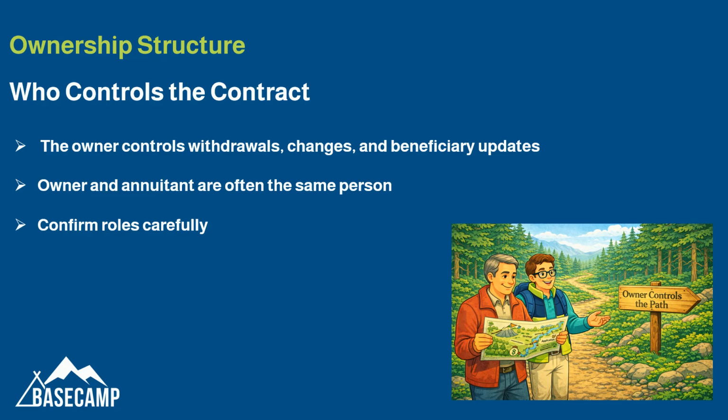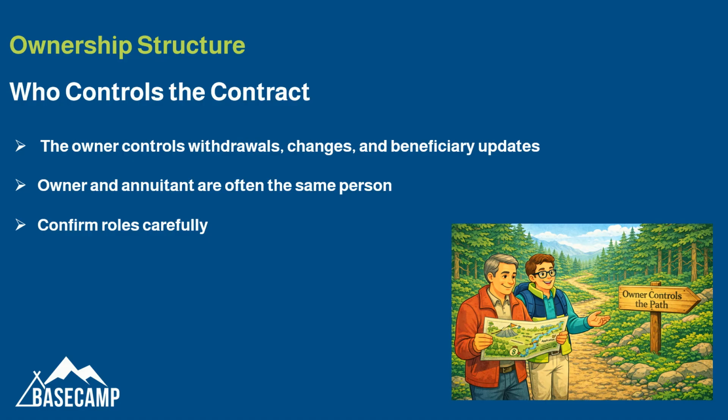As you move through the application, another section focuses on the ownership structure of the contract. This part of the application helps clarify who has control over the annuity once it is issued. As the slide highlights, the owner of the contract typically has the authority to request withdrawals, make certain changes, and update beneficiary designations according to the terms of the contract.